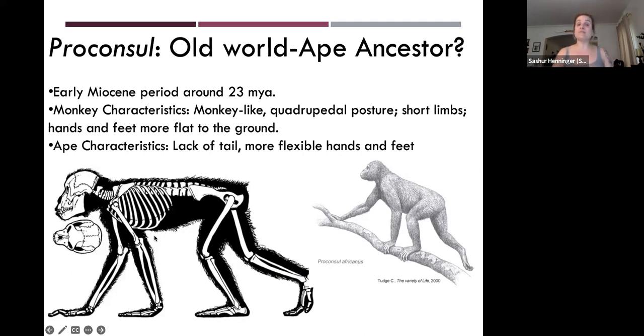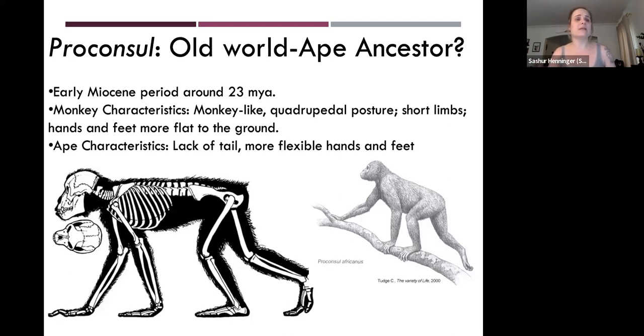And note that they have monkey-like characteristics. They're quadrupedal, their arms and legs are similar length, and they're walking predominantly with their feet flat on the ground. If this were an ape, the arms would already be significantly longer. But it does have a few ape-like traits, lack of a tail and more flexible hands and feet, which are associated with what will ultimately be brachiation movements in the trees.